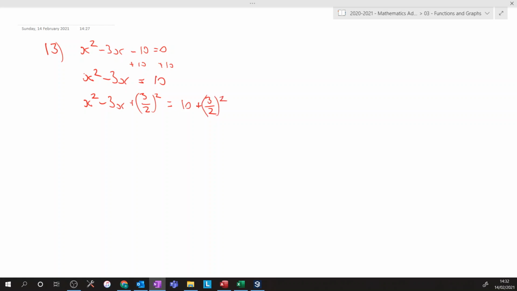Now this side we are going to factorise, because otherwise we've got a 10 there and trying to find the square root of 10 plus 3/2 squared, no, it's not pretty. So we're now going to factorise this one, and you've made it a perfect square. That's the whole point. So you end up with x minus 3/2 squared. Cool? You happy with that?